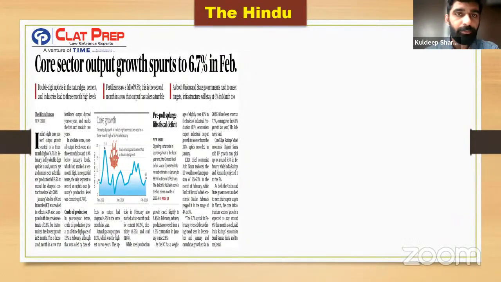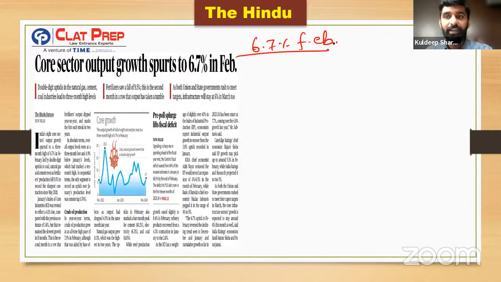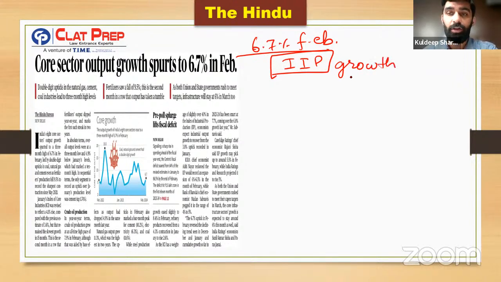The first news item is an economic news item which came on the front page of today's Hindu newspaper, regarding growth in the core sector output, which was recorded at 6.7% for the month of February. This data is not important, but it gives us an opportunity to read about the index of industrial production, which is one of the indexes which help us to track the growth of industry month by month.